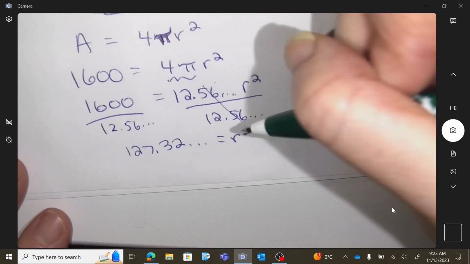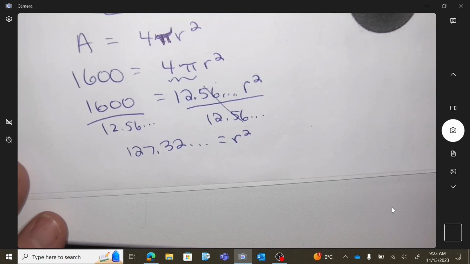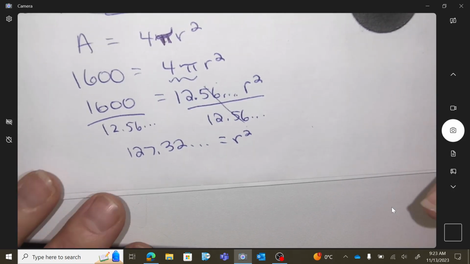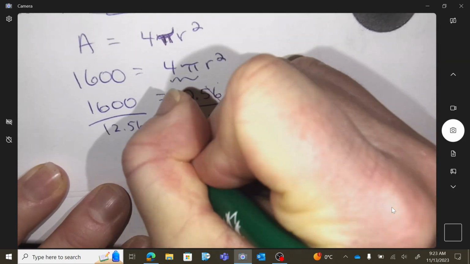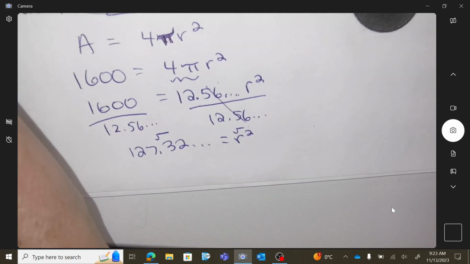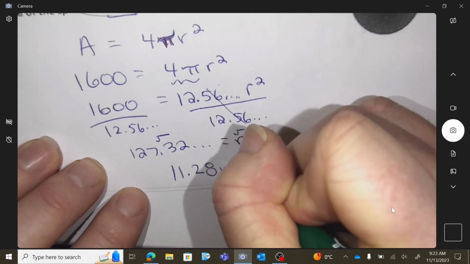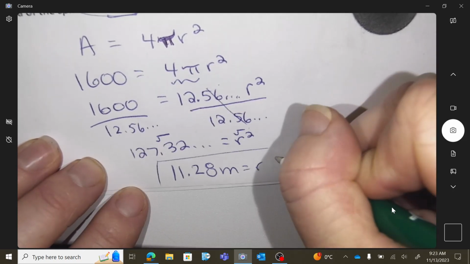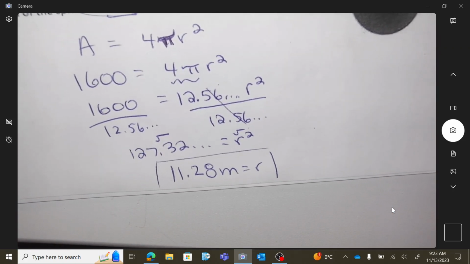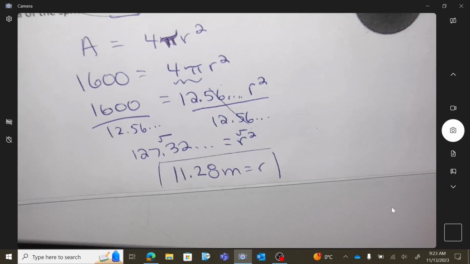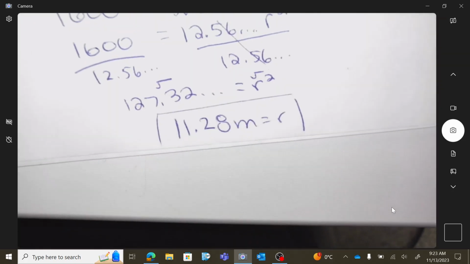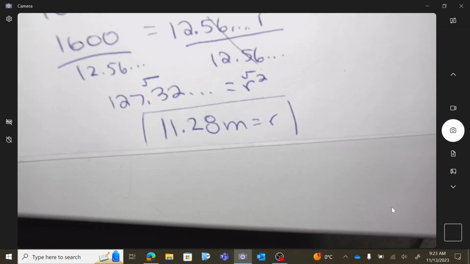Okay, so I got the coefficient gone. Now I just have an r squared. So isolating r squared is to square root it. Square root answer button. And are we all getting to the end result? 11.28. And then this time it is in meters.